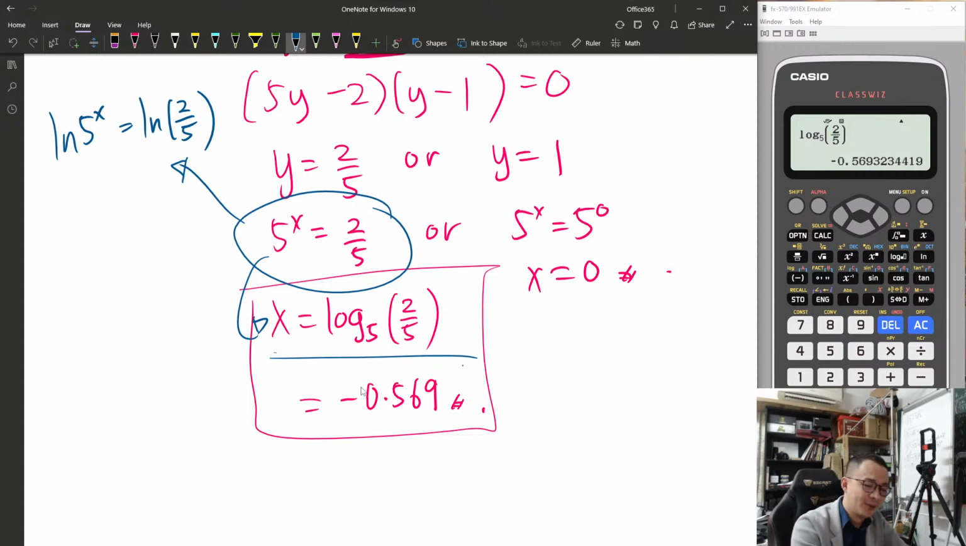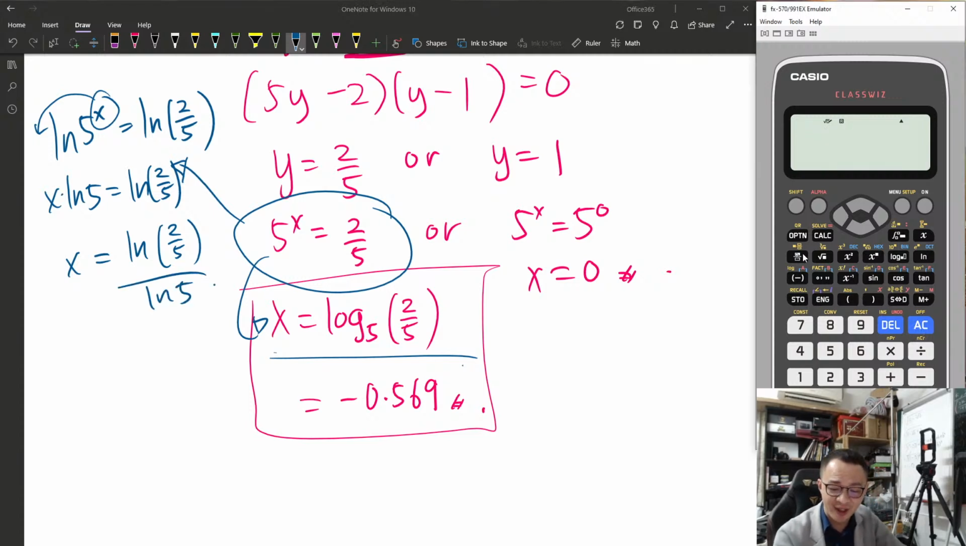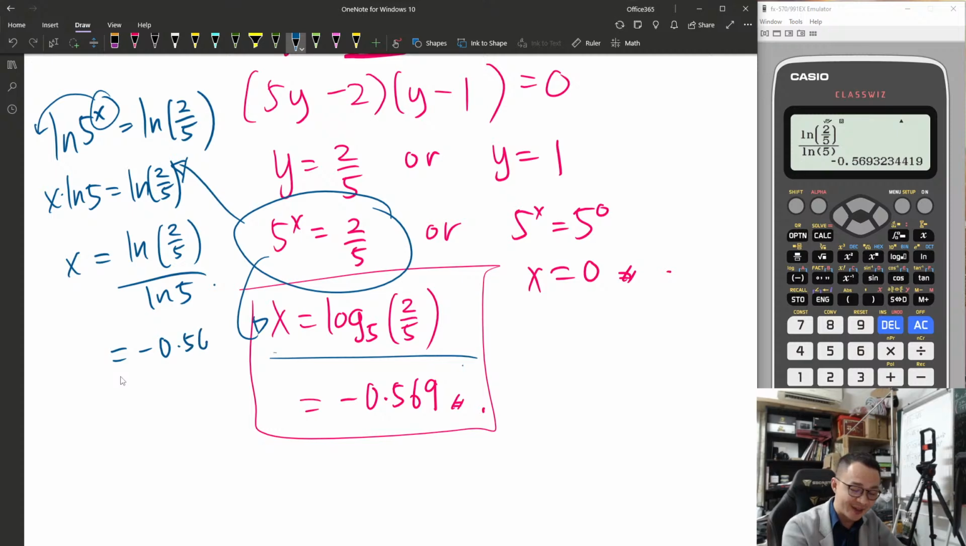The log rule tells me the power can move to the front, becoming x ln 5 equals ln 2 over 5. Then x is basically ln 2 over 5 divided by ln 5, because here is multiply, so change to divide. Then we just do the fraction. 2 over 5 is 0.4, or if you prefer me to type 2 over 5, I can do what you want, over ln 5. You see? I'm getting negative 0.569.